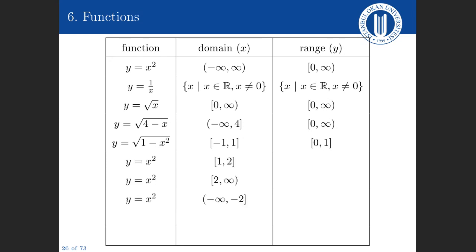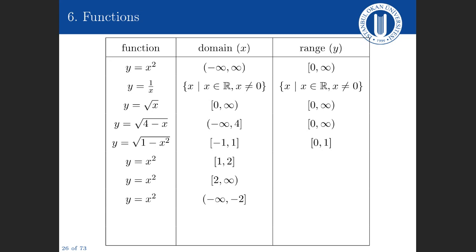Now, we don't have to always choose the biggest possible domain. We might want to restrict ourselves. So 3 different functions here. They're all y is equal to x squared, but I'm using different domains. Closed interval from 1 to 2, closed interval from 2 to infinity, or closed interval from minus infinity to minus 2.